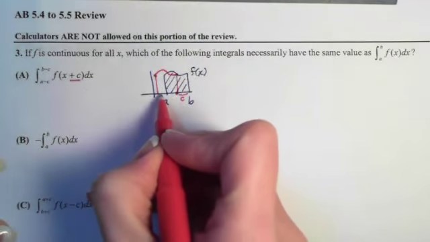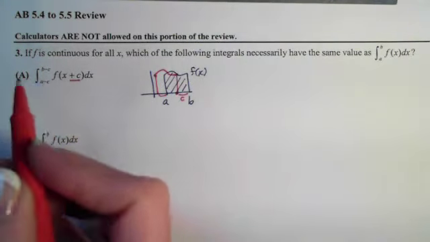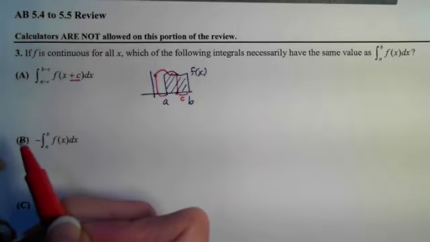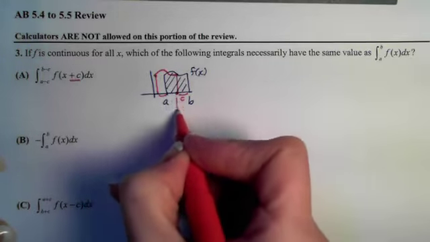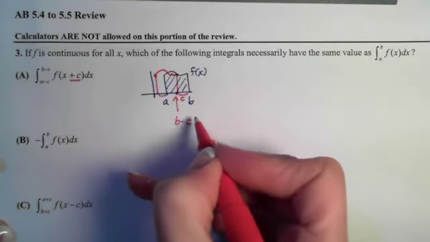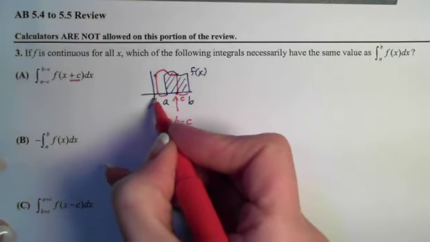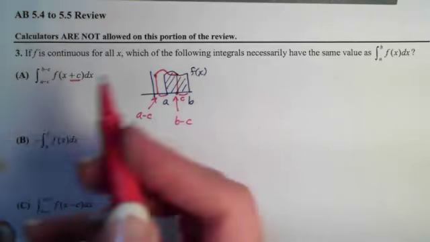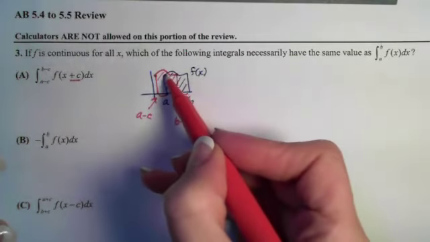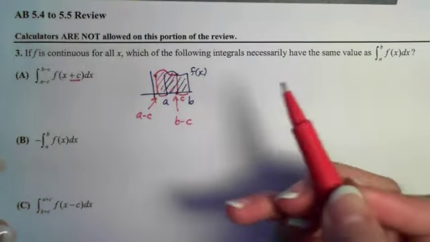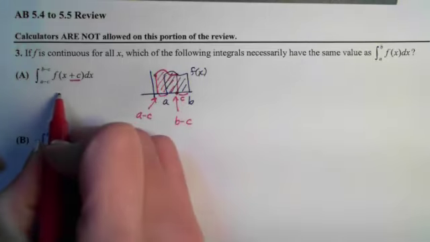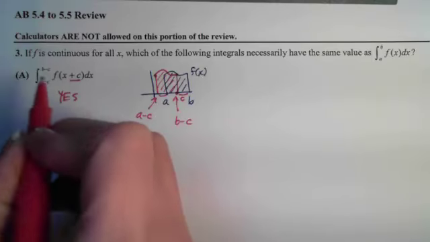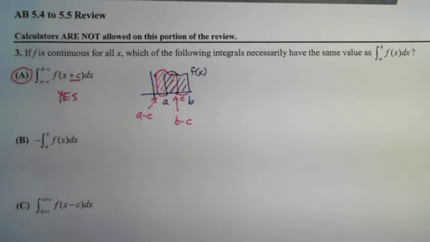So we need to look to see if our new limits traveled with the function. Here, this limit would be b minus c, and this limit would be a minus c, and we're accumulating under that translated graph. So is that red accumulation the same as the original blue? Yes, it is. So that one works.